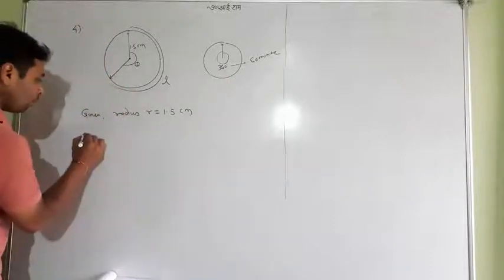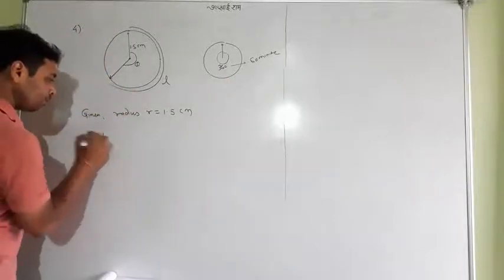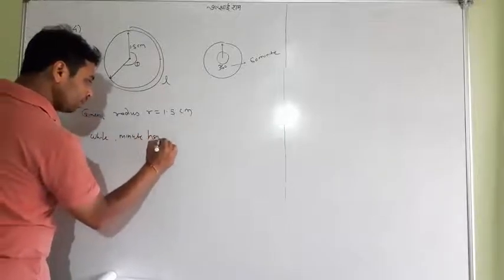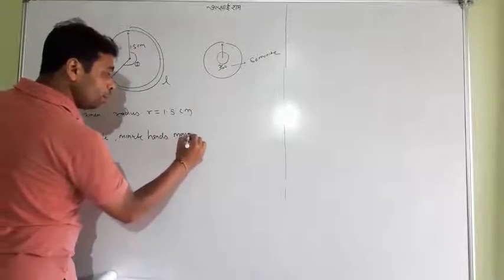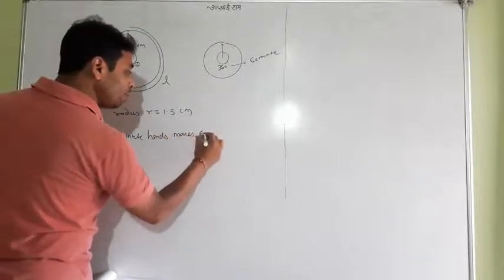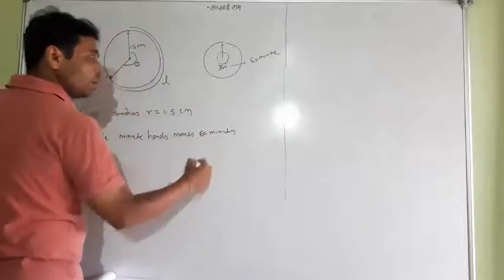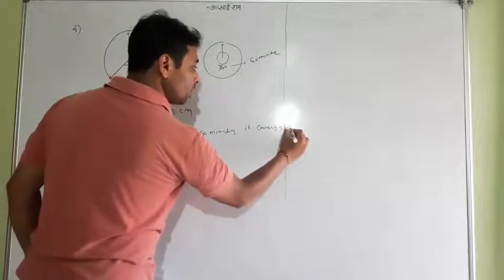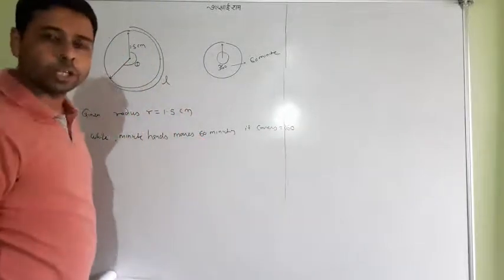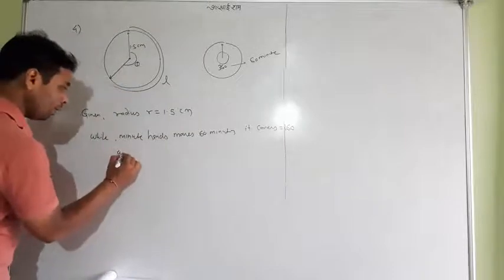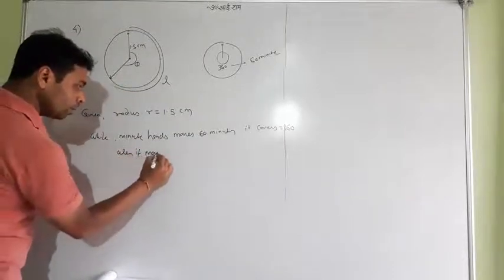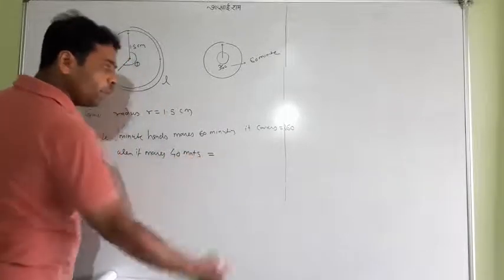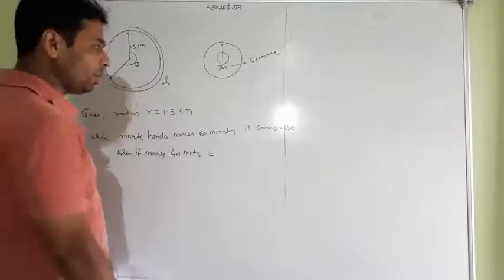I'll write: while the minute hand moves 60 minutes, it covers 360 degrees. So when it moves, how many minutes was it? 40 minutes. So what degree will it cover? What degree, or central angle?